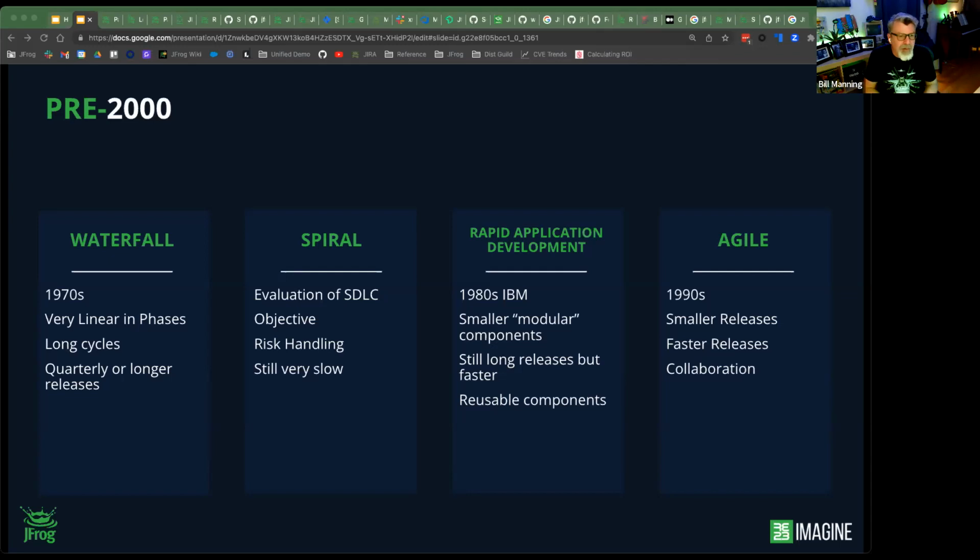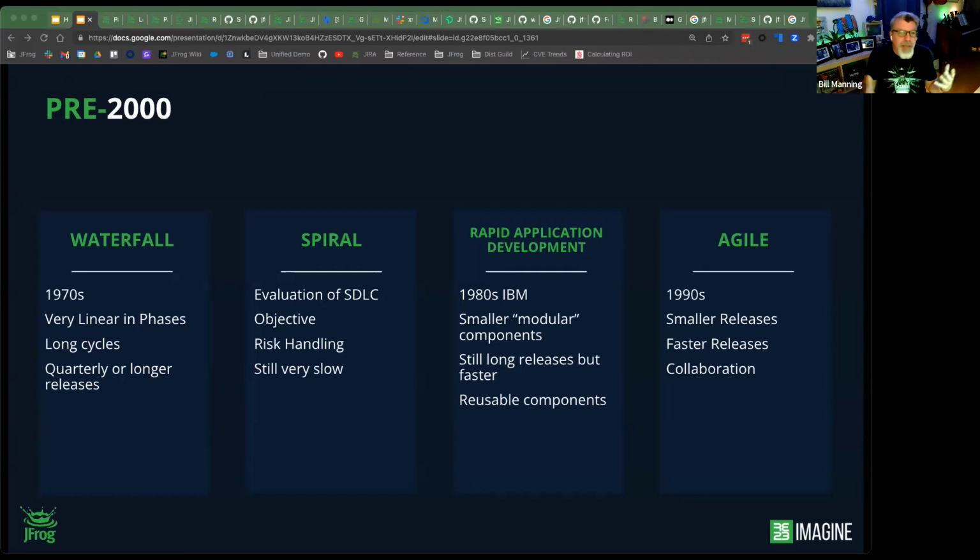They were terrible. Let's just face it, right? I mean, having to wait for updates for that long period of time was terrible. Then things moved over to more of an evaluation-based SDLC model, software development lifecycle model. That was more spiral. It didn't really catch on, but it was an attempt in the late 80s, early 90s to do something like that.